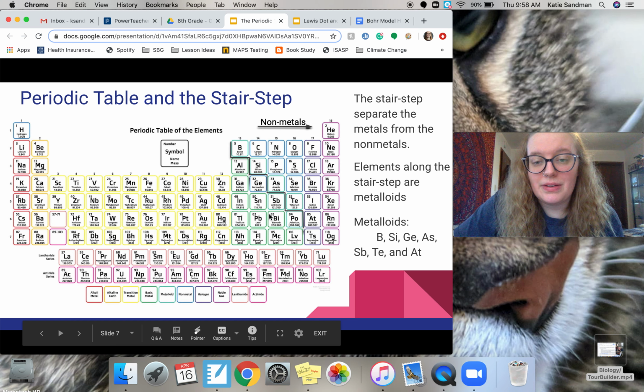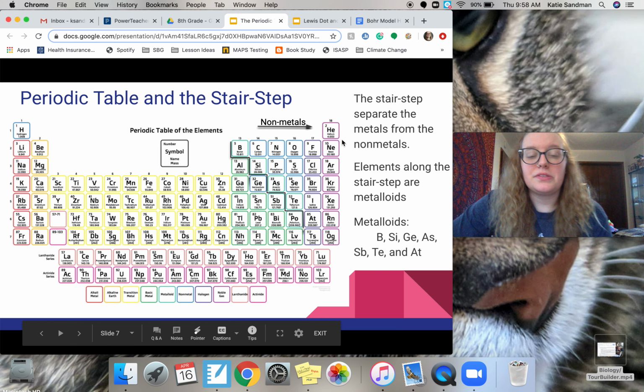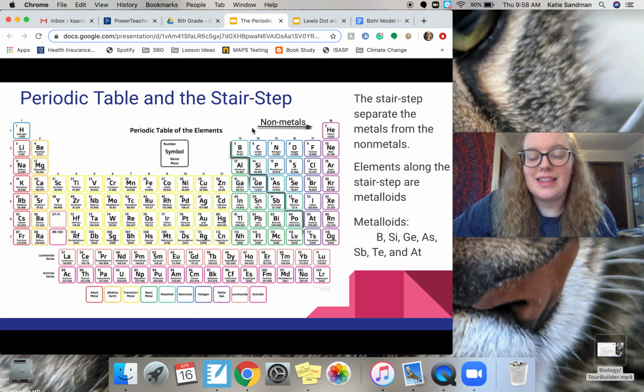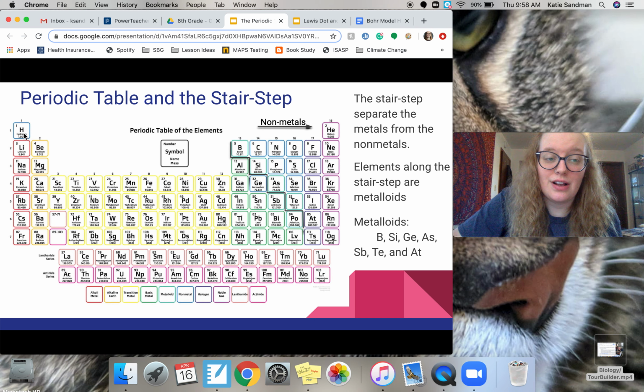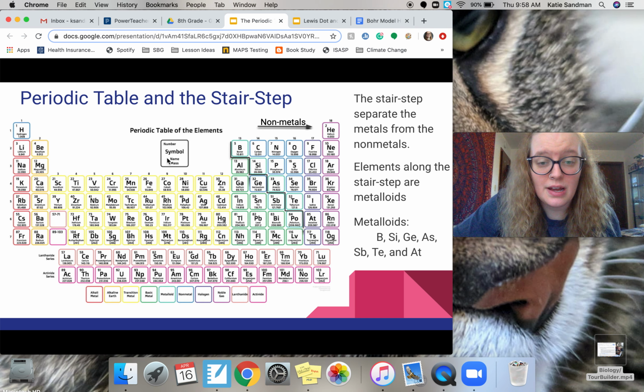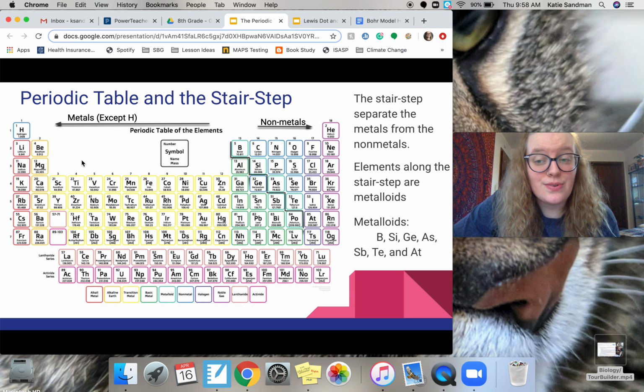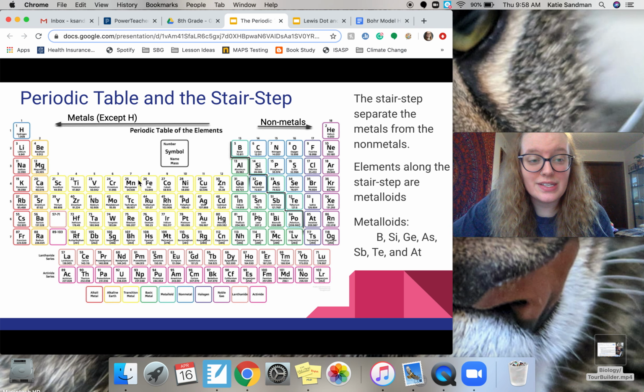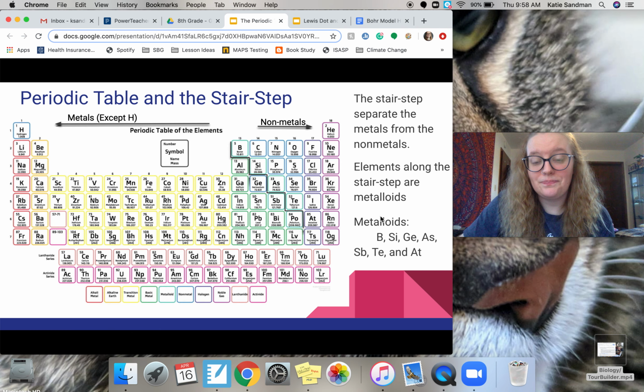And that stair step also separates our metals from nonmetals. So you already see up here, anything to the right of the stair step is a nonmetal, except for hydrogen over here. Hydrogen is also a nonmetal. And then anything to the left is a metal, again, except for hydrogen. So nonmetals are to the right, metals are to the left, and along the staircase are our metalloids.